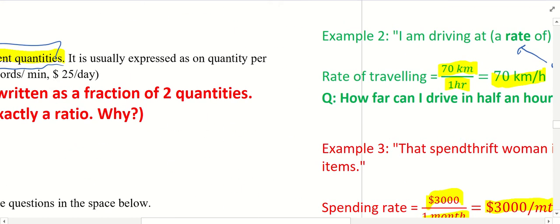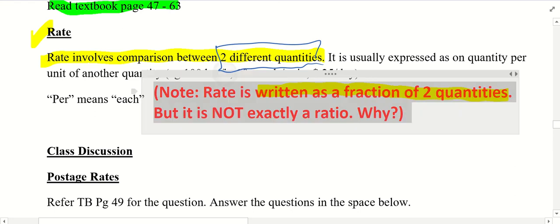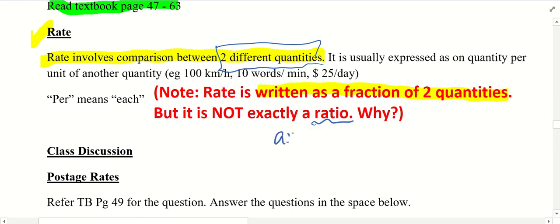Okay, without further ado, let's go back to the notes. So we are done with this part. My question to you is, rate is written as a fraction of two quantities as we have seen just now, but it's not exactly a ratio. Remember, we can express ratio in two forms, a is to b form, or a over b. So rate is also written as a fraction, just like the second case here, but it is not exactly a ratio. Why?